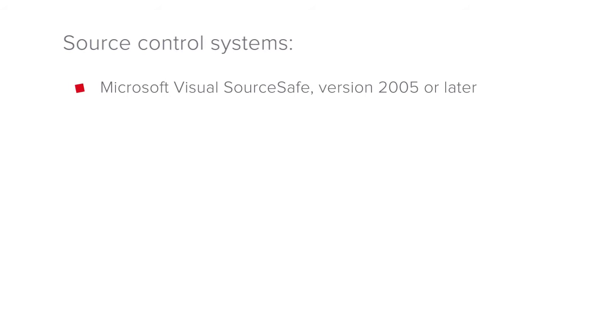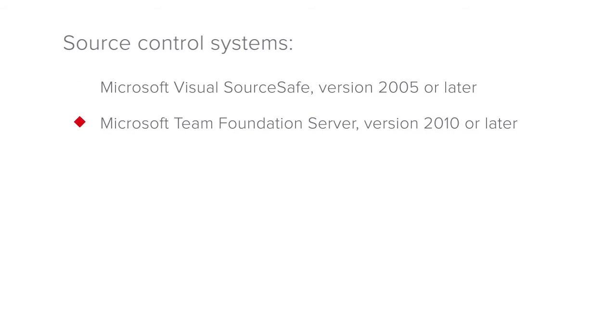Finally, if you want to use a source control system, you should have that source control system installed and configured. Mongoose currently supports 3 source control systems: Microsoft Visual Source Safe version 2005 or later, Microsoft Team Foundation Server version 2010 or later, and Apache Subversion version 1.7.6 or later. For details about these prerequisites and their setups, see the Mongoose installation guide.